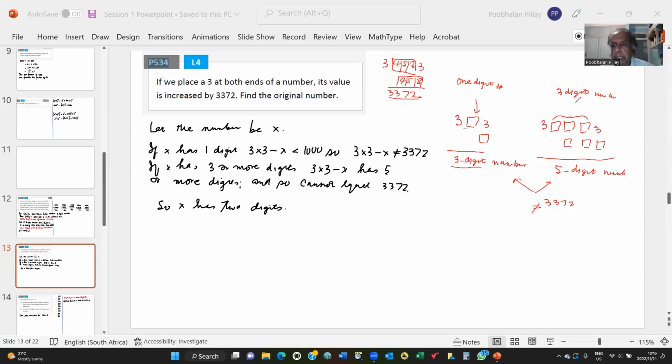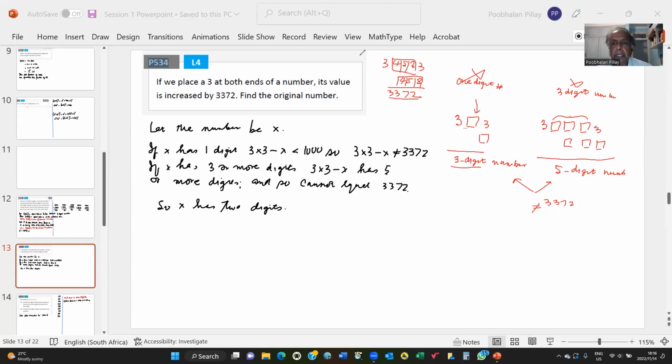Likewise, if you started off with a 3-digit number and you subtract the same 3-digit number from this with the 3 written on both sides, you can see you only got 3 digits here, you got 5 digits here. If you subtract these two, you're going to get a 5-digit number, and that cannot be equal to 3372 because this is a 4-digit number. So it's not a 1-digit number, it's not a 3-digit number. So it must have been a 2-digit number. So X is a 2-digit number.